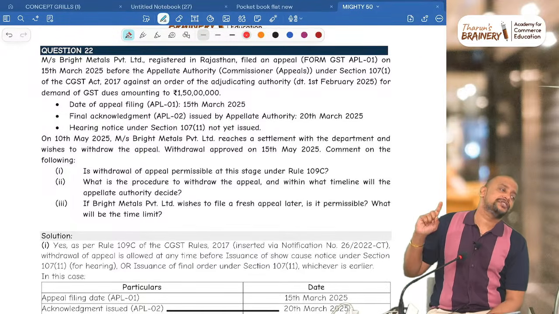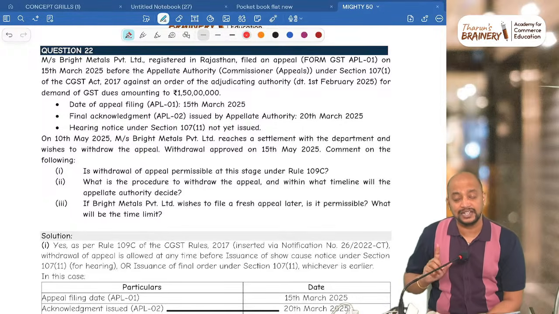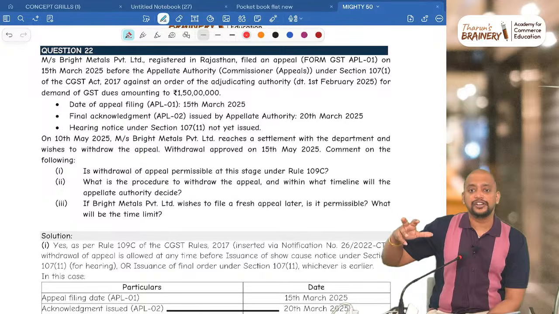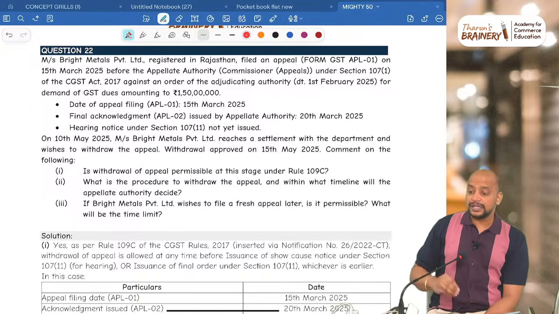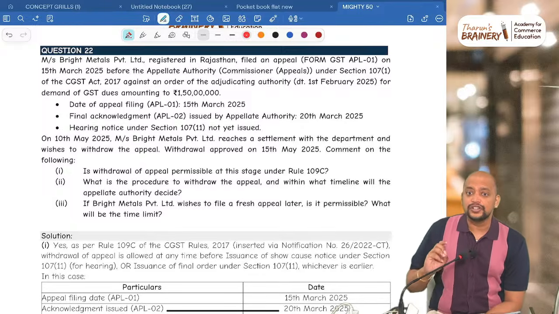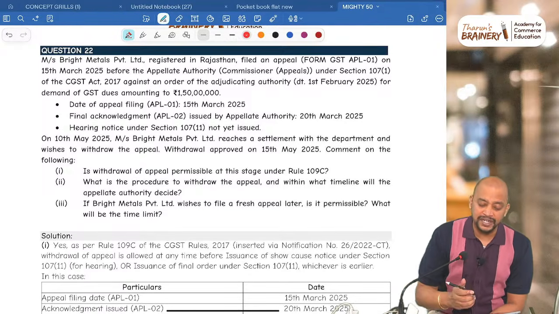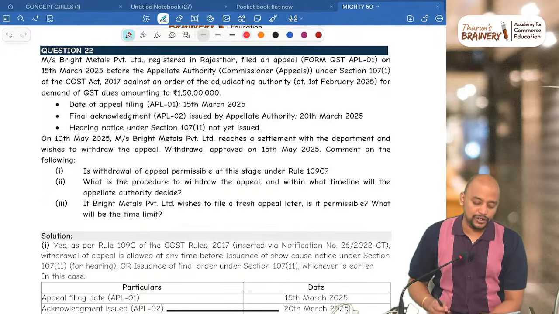They did not give the notice for hearing, and they did not pass the final appellate order. So they did not pass any appellate order. Now in this case withdrawal is possible, but there is one condition. What is that? It should be subject to approval. Why subject to approval? Because they have given the acknowledgement in this case.